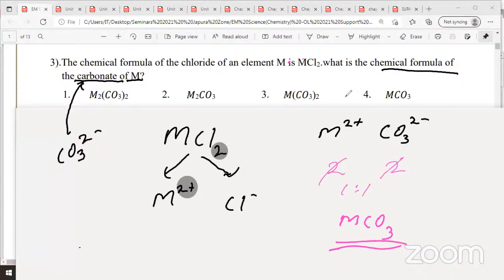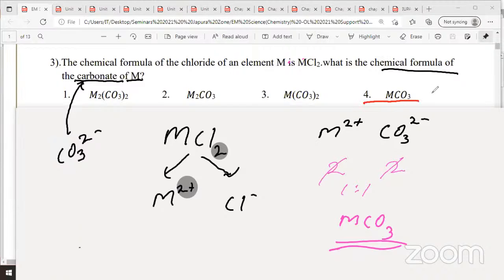It's the same as calcium carbonate. One of the best examples: what are the suitable metal ions that can be used for M2 plus? M2 plus can be Ca2 plus. That is calcium carbonate, CaCO3. M2 plus can be Mg2 plus, the magnesium ion. Then it is MgCO3. Answer is the 4th. Question number 3, answer is the 4th.